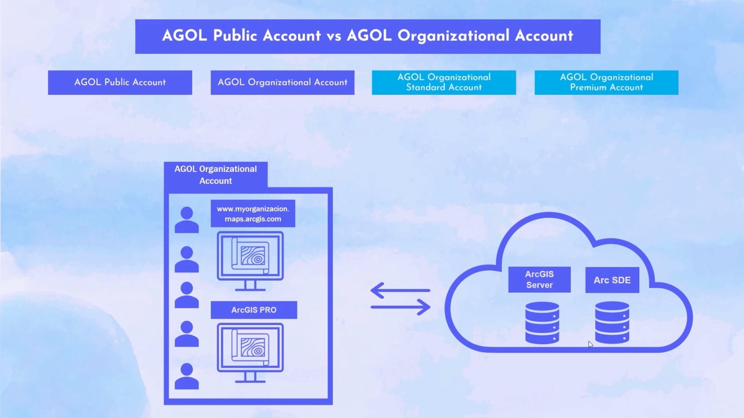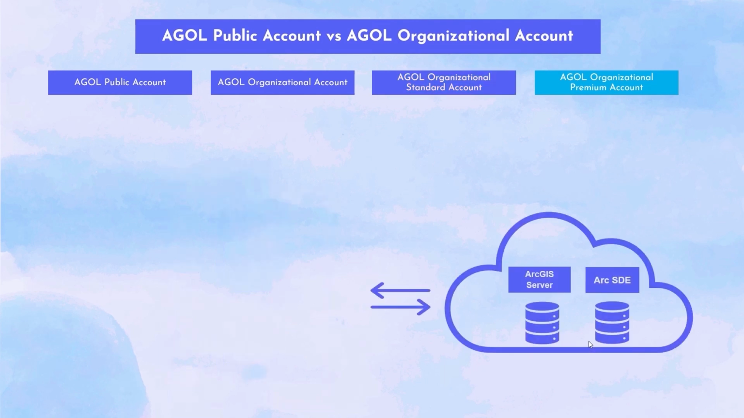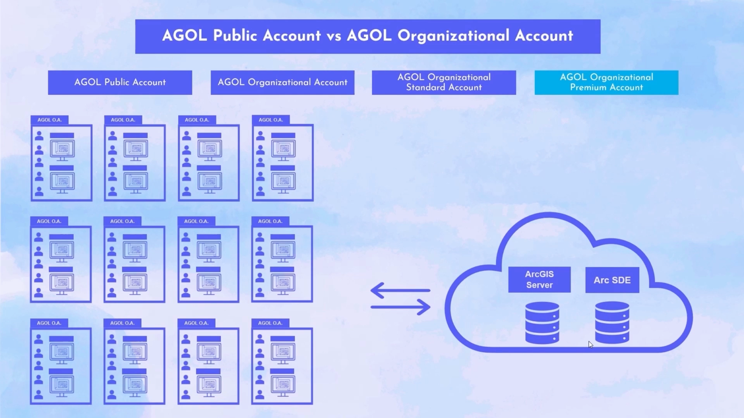There are two types of ArcGIS Online organization accounts: Standard and Premium. The difference between them is based on whether or not you have a dedicated server. Let's look at the differences between Standard and Premium accounts and how they affect performance and access to data.